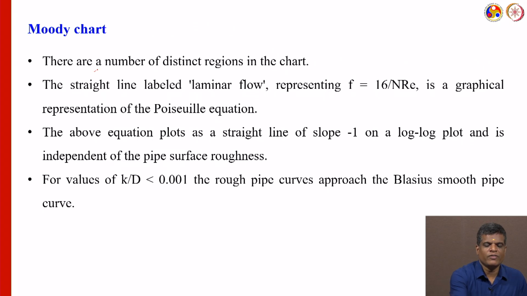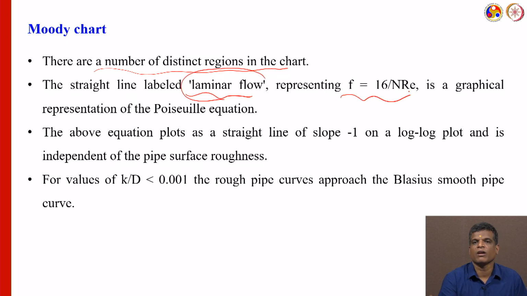So, there are a number of distinct regions in the chart. This straight line is the laminar flow region, where f equal to 16 by Re. We will always use this graphical representation of the Hagen-Poiseuille equation. Wherever the flow goes from laminar to turbulent, we have to use the roughness parameter, the epsilon by D ratio.